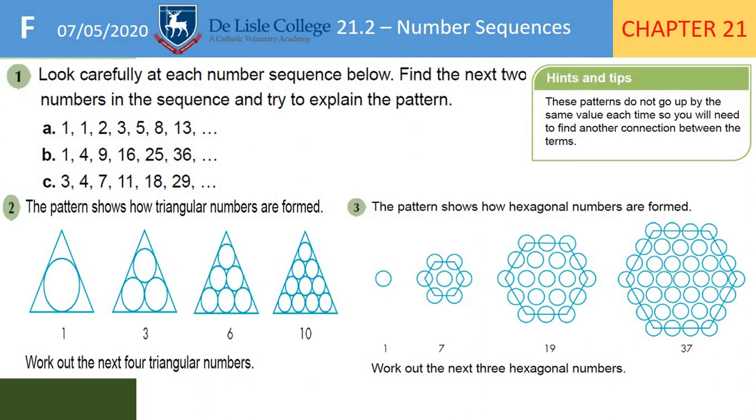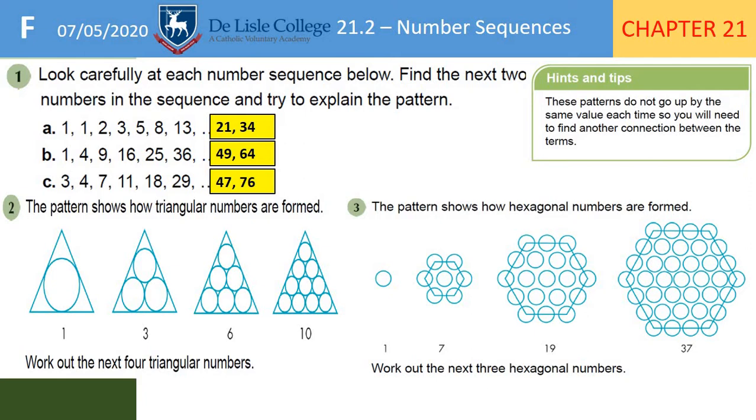Right, brilliant. The observational lot amongst you will have noticed hints and tips here. So these patterns do not go up by the same value each time, so you need to find another connection. So that was helpful, okay? It gives you an idea of what you've got to do. So hopefully for the first one here, you've got 21 and 34, and then for the second one, you've got 49 and 64, and then for the third one, you've got 47 and 76.